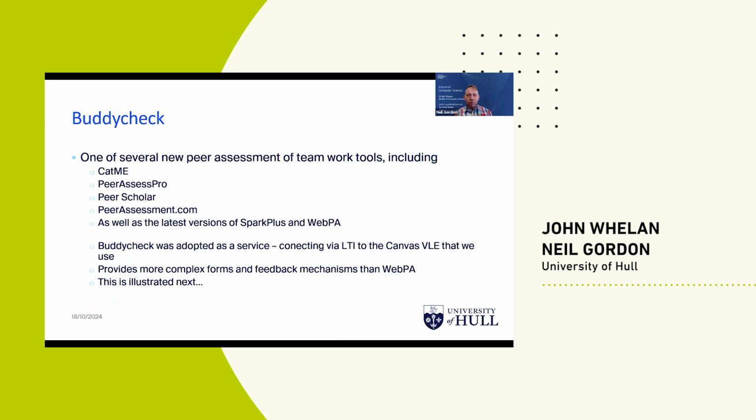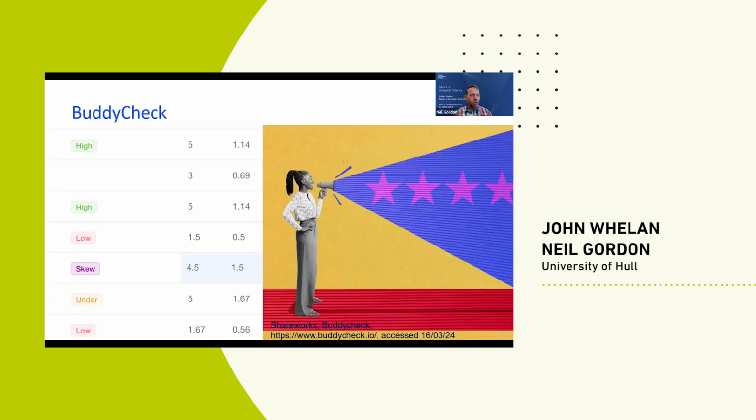So we reviewed several that are available, and there are several now, including CATME, PeerAssess Pro, Peer Scholar, peerassessment.com, Spark Plus, and WebPA itself. In the end, having looked at costs, ease of implementation, and integration with our own Canvas VLE, we adopted Buddycheck. Buddycheck gives you some nice complexity, and at the same time, it's complex. So it's nice in many respects, but not necessarily an easy fix.